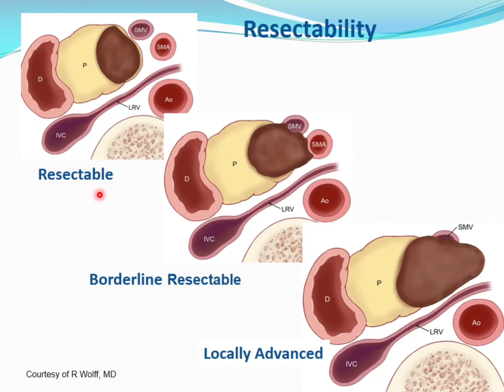For a borderline tumor, there is encasement here. This is the tumor. There is encasement of the superior mesenteric artery by about 180 degrees or just less than 180 degrees. This is the superior mesenteric vein here. This is the superior mesenteric artery. There is encasement of the superior mesenteric artery by nearly 180 degrees here. This is considered a borderline resectable tumor. In a locally advanced tumor, here there is encasement of the superior mesenteric artery by more than 180 degrees. And this is considered a locally advanced tumor and unresectable tumor.